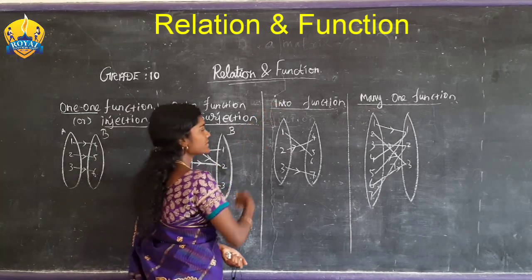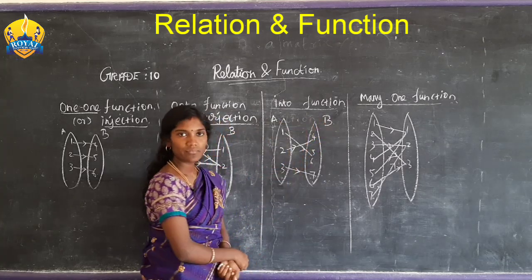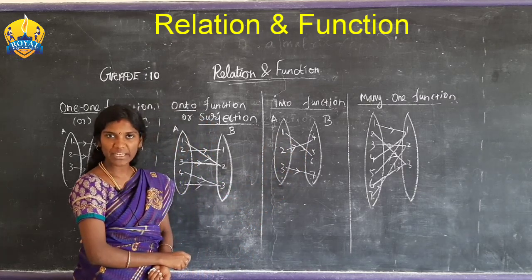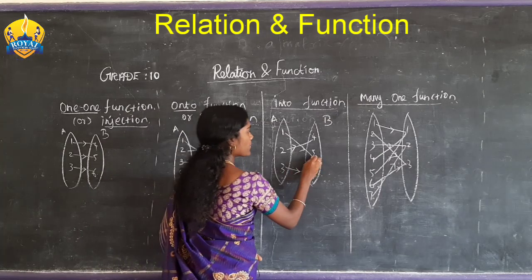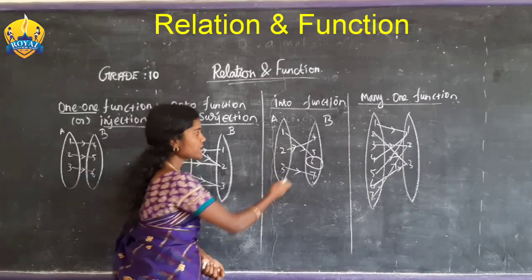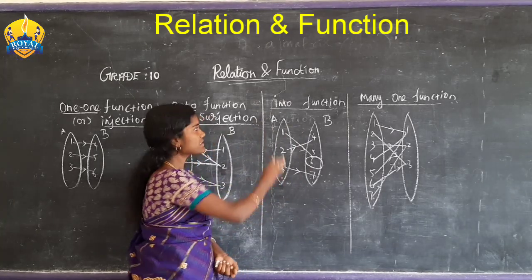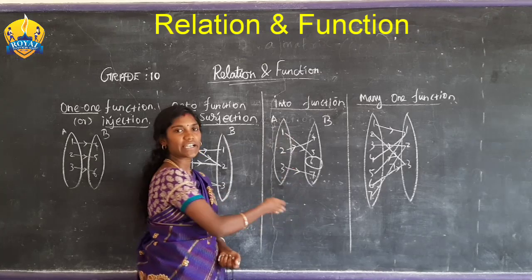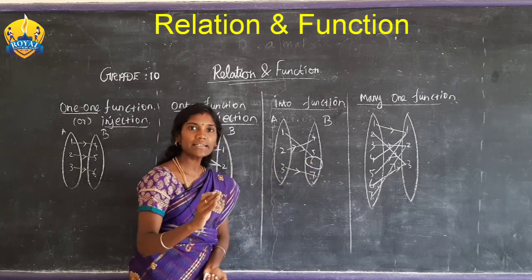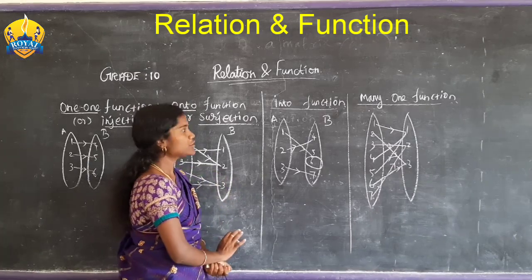Okay, the next one is into function. See the picture here, A and B. Each element has only one image and only one pre-image, but only one element in B does not have a pre-image in A. This type of function, this type of connection, is called into function. In B, only one element has no relation in A, that is called into function.